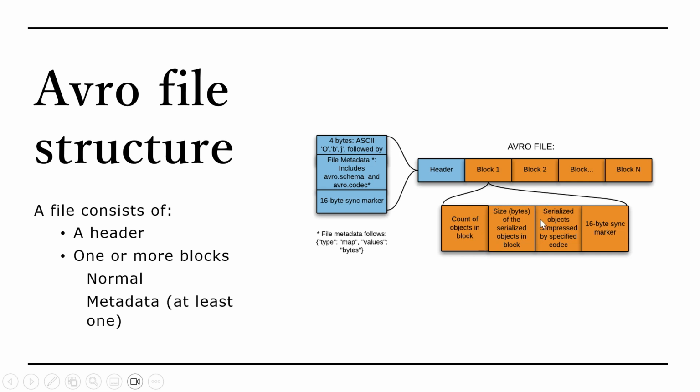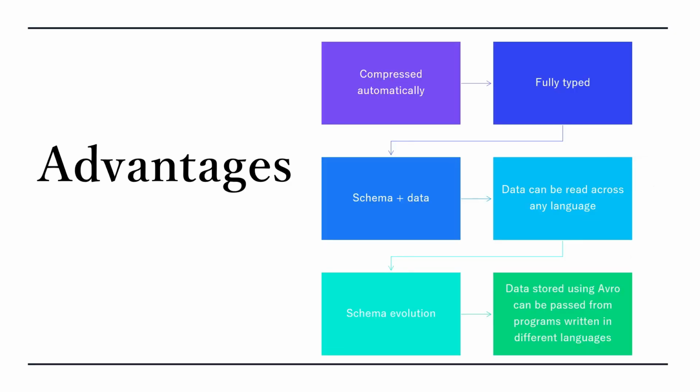It's a collection of multiple blocks and a header, and Avro does carry the schema along with the data. What is the advantage? The advantage is compression. So Avro does compression automatically. It is a fully typed serialization format. It contains both schema and the data. Data can be read through multiple languages.